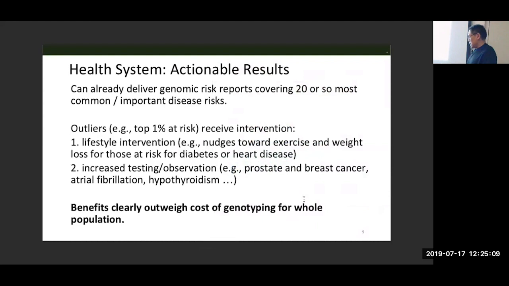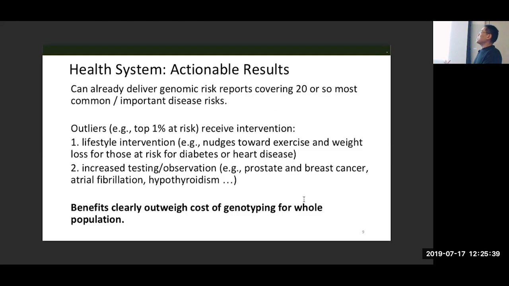Okay, so how is this going to be used in the healthcare system? So we have about 20 or so common important disease risks for which we have this kind of level of performance now for predictors. And so you can imagine two kind of obvious things. You take some threshold to define what the outliers are, high-risk outliers. And you can imagine lifestyle interventions. So if someone's high risk for type 2 diabetes, you can imagine that somehow you try to get them to exercise and lose some weight, et cetera, et cetera.